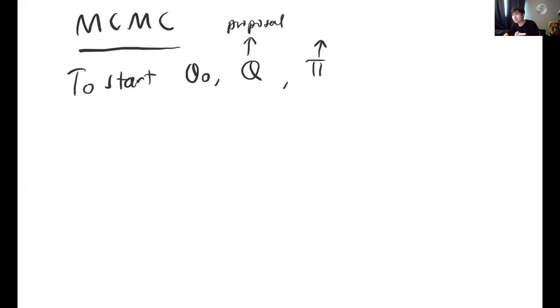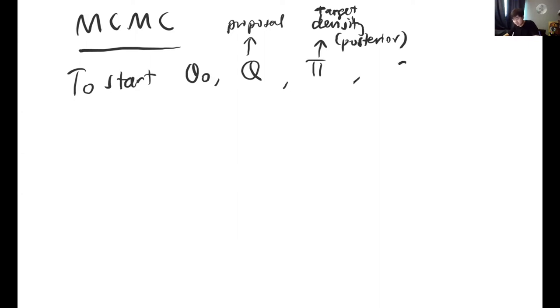So the proposal distribution must be something that you can easily sample from, like a Gaussian or like a uniform, something like that. Most of the time we'll be using Gaussian, and for many reasons, like I said, it's the easiest to use, but a lot of the time it works fairly well as well. And then this is our target density. Target density. In this case, it will be our posterior.